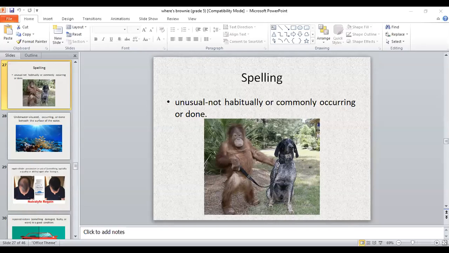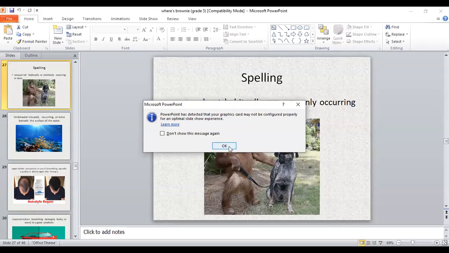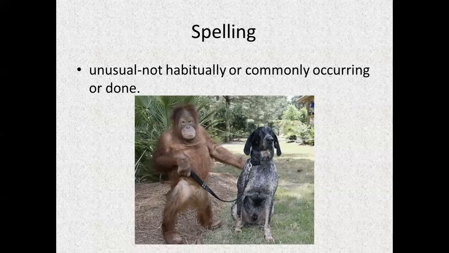On the first slide, we will show the first spelling word. You have unusual. The meaning is not habitually or commonly occurring or done. Based on the picture, it is not common for a monkey and a dog to be good friends, so this is an unusual occurrence. If ever this happens, maybe one in a million. A dog doesn't want to see a monkey, neither does a monkey want to find a dog. So it is unusual.